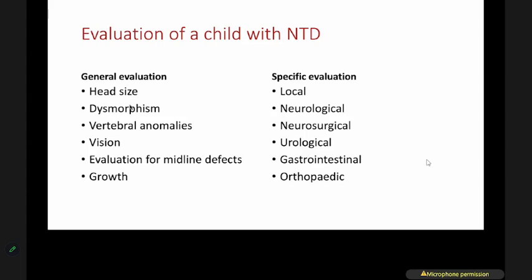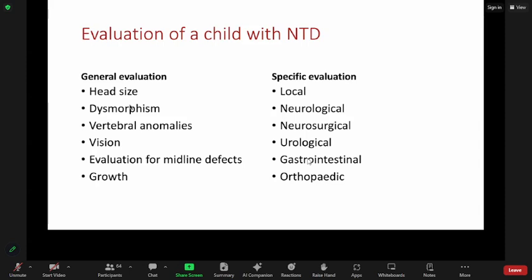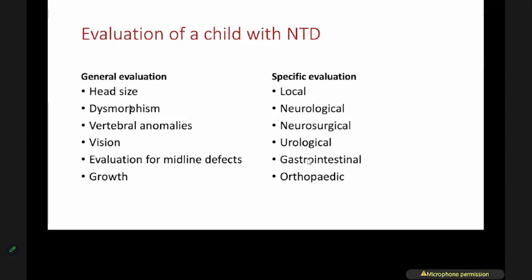Your specific evaluations would include local evaluation to see what the surface skin is like. Are there skin abnormalities? Is the skin intact? Is there evidence of infection? Is there evidence of rupture and leakage? Is there evidence of dehydration? And then you look for specific abnormalities, like, of course, the neurological deficits. You look for neurosurgical complications, urological, gastrointestinal, and orthopedic, and so on and so forth, right?